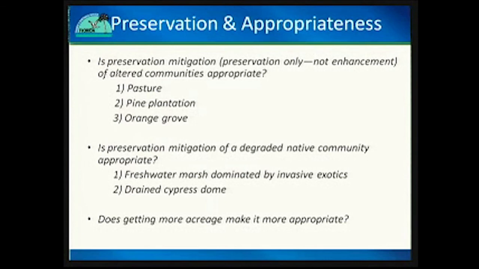Well, no, basically what you're describing is an enhancement. If you're going to go in and thin out pine plantation and flatten the rows, that's enhancement to me. I proposed it in the past, and I just said, I'm not going to give you credit. Okay.